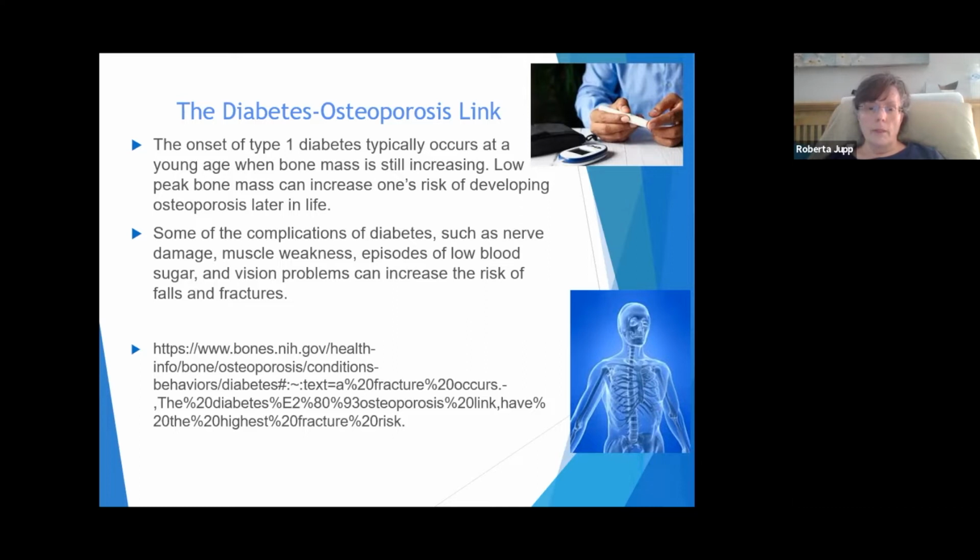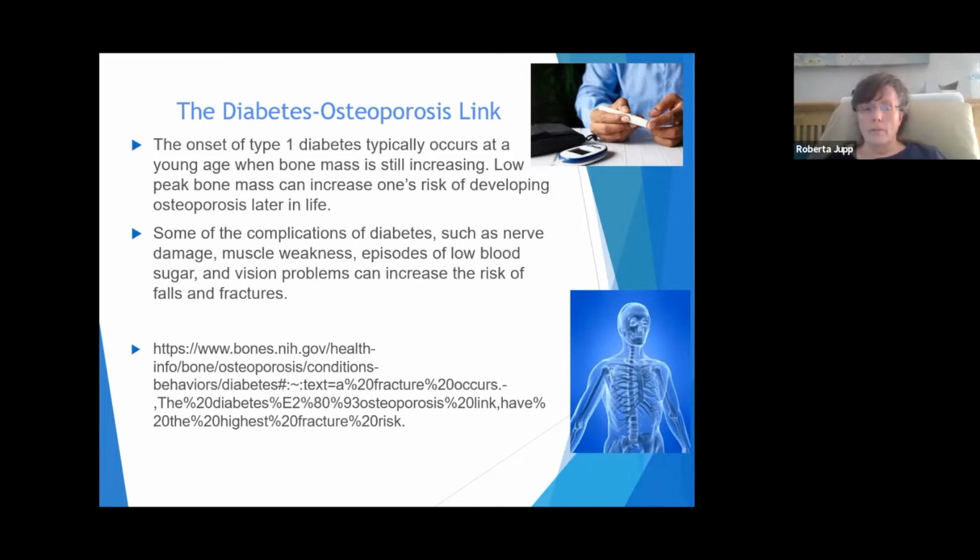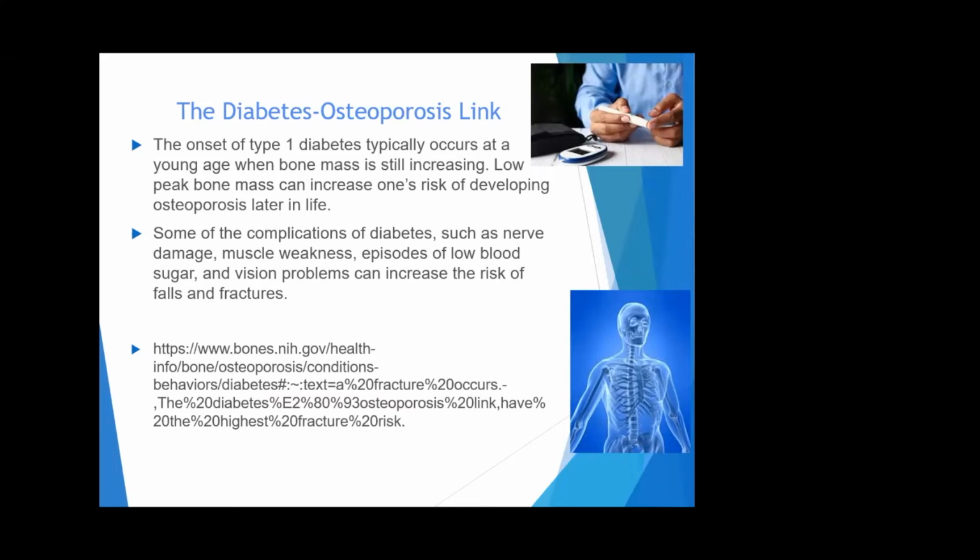We do have some complications of diabetes that might not lead specifically to osteoporosis, but if you have some osteopenia or osteoporosis, and then you have some complications of diabetes, such as nerve damage, problems with balance, or vision problems, you're more susceptible to falls. And then if you have weak bones and you're falling a lot, you're much more at risk for fractures.